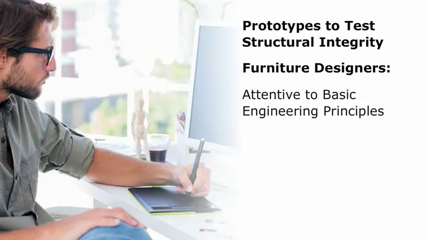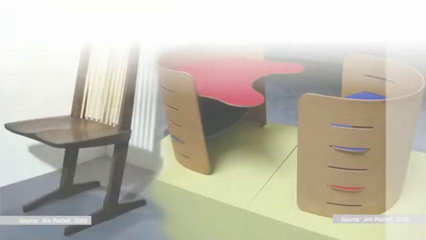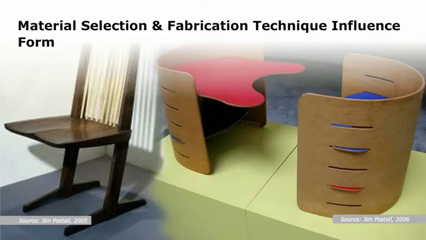Furniture designers ought to be attentive to basic engineering principles throughout the design process and aware of concepts such as deflection, creep, and load failure as materials and dimensions are determined. Material selection and fabrication technique will influence form. Inversely, form can inspire the appropriate use of materials in fabrication processes.